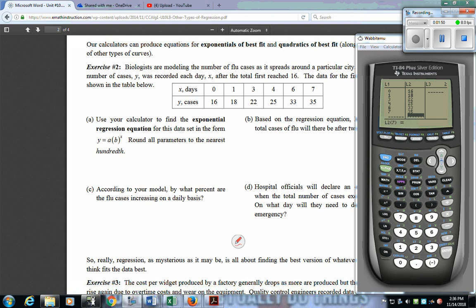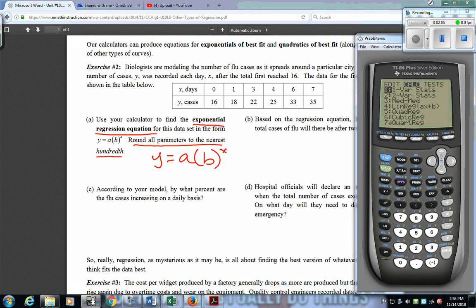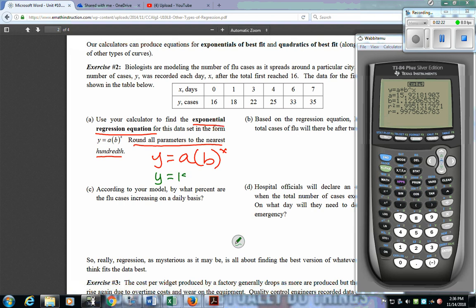and it says for A, use the calculator to find an exponential regression equation, and they want us to round the parameters to the nearest hundredth. So they want us to use this form, a times b to the x power. So I'm going to go to stat, I'm going to go to calc, and exp, or exponential regression, is number 0. And I'm going to go ahead and hit calculate. I need a and b, and they have to be rounded to the nearest hundredth. So a is going to be 15.92, b is going to be 1.12, and then x is going to be our exponent.